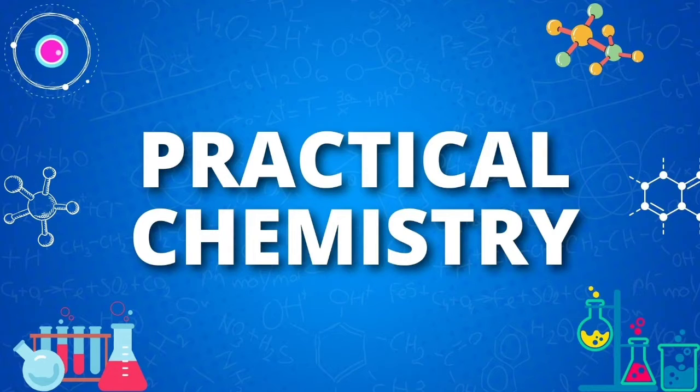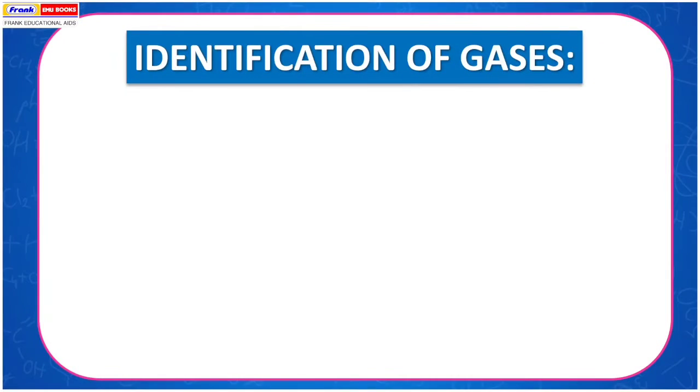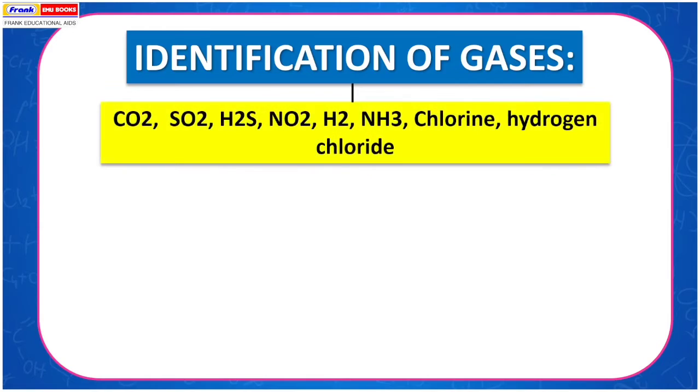Practical chemistry. Identification of gases. Carbon dioxide, sulfur dioxide, hydrogen sulfide, nitrogen dioxide, hydrogen gas, ammonia gas, chlorine, hydrogen chloride gas.